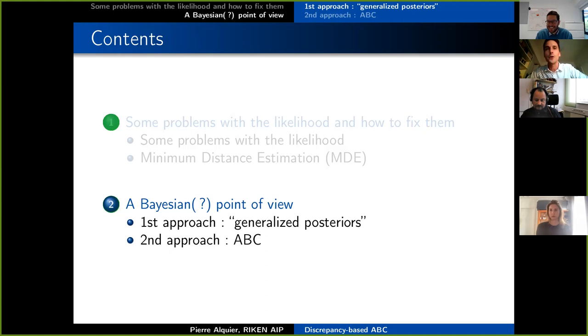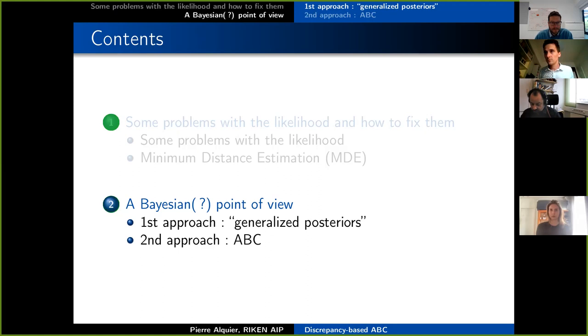So I will now present the second part, which is more related to this seminar, work on ABC. But maybe if you have questions first, if I went too fast, don't hesitate to ask now, because what comes is based on what was done before. Okay, otherwise I will carry on.